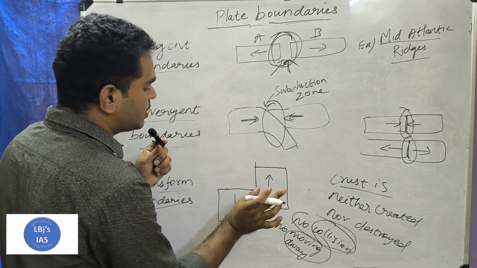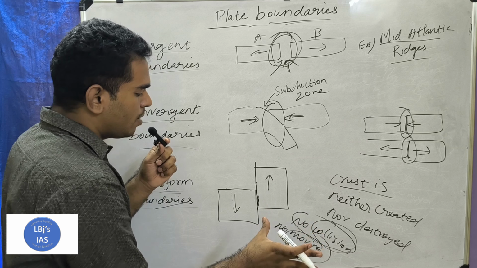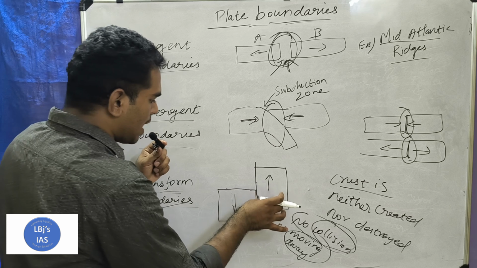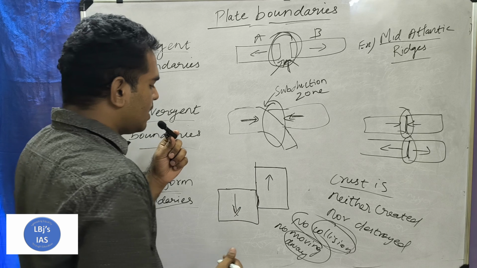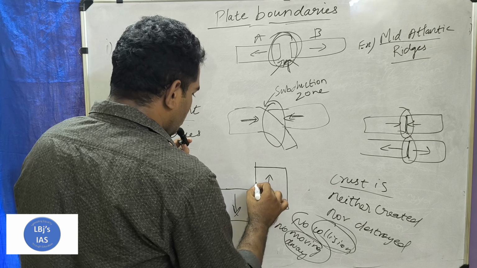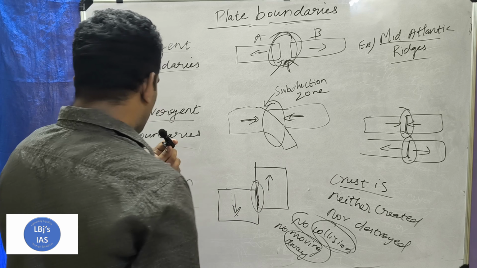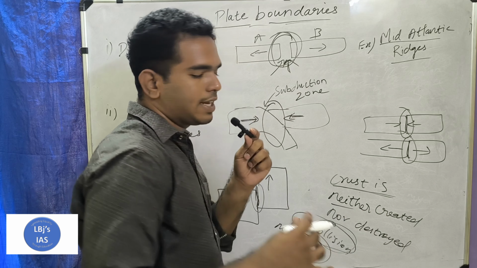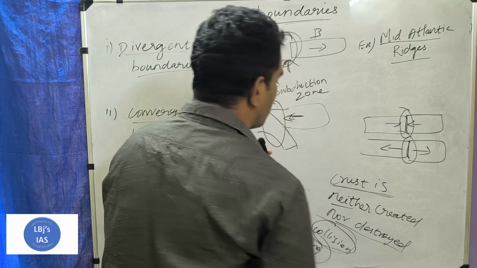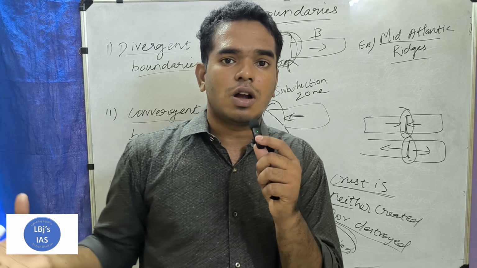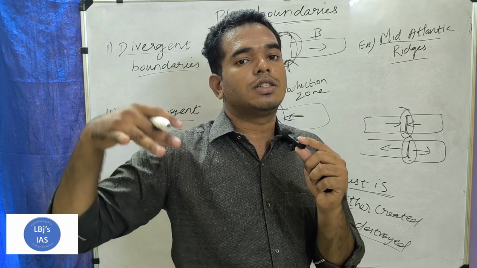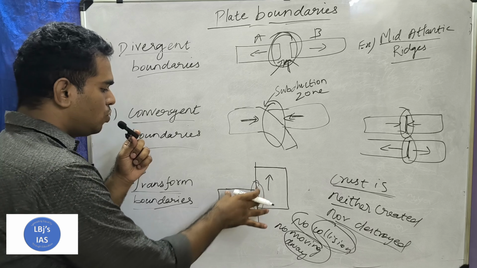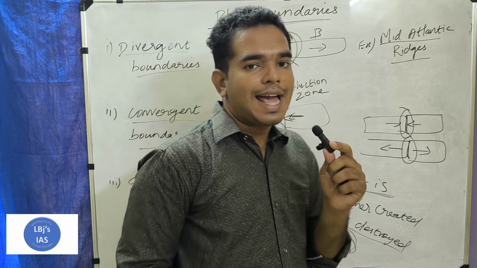Here there is no collision and no moving away of the plates. Basically one plate moves in one direction and another plate moves in another direction. So this boundary is known as a transform boundary. Here the crust is neither created nor destroyed. The new crust is not created and the existing crust is not destroyed. It is basically a movement of two plates in separate directions.